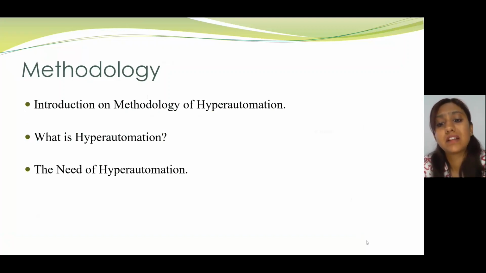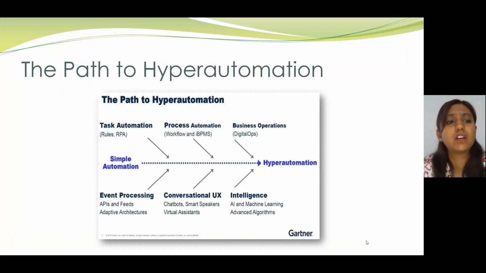So we can say that many sectors must comply with regulations, which can be difficult and time consuming to administer. By automating processes like compliance monitoring, reporting, and auditing, hyperautomation can assist enterprises in ensuring regulatory compliance. So now let us start with the path to hyperautomation.